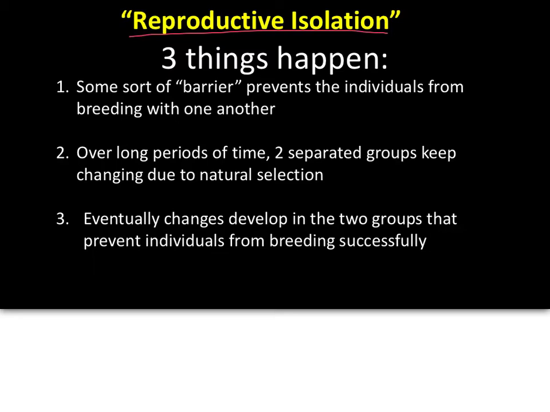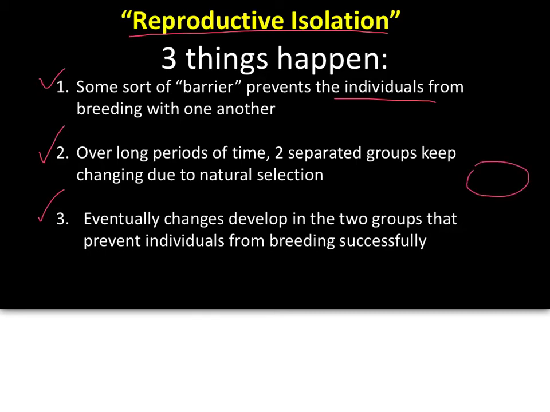So three things here quickly. The first one, some sort of barrier forms. This doesn't have to be a physical barrier. It can be some reason that prevents some organisms from breeding with one another. Then, two, over long periods of time, these two separated groups keep changing due to natural selection, but they are probably changing in divergent ways. The populations are shifting away from one another. And three, eventually, the changes are so drastic that you have a complete split between those reproductive pools.